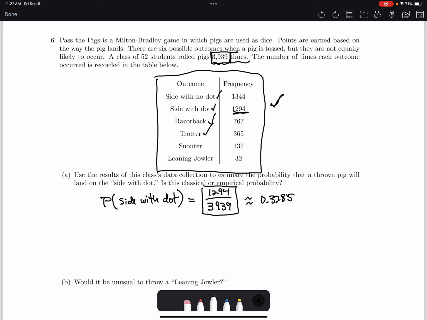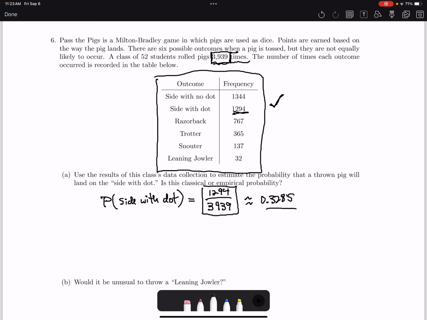A snouter is when the pig lands on its front two hooves and on its nose, and so it's balancing like a tripod on its front two hooves and its nose. And then finally, a leaning jowler is when the pig lands on one of its hooves and its nose, and it's just balancing on those two things. So that's got to be pretty unusual, right? Throwing a leaning jowler. I'm kind of giving away the next problem, I think, but okay. Getting back to the task at hand.